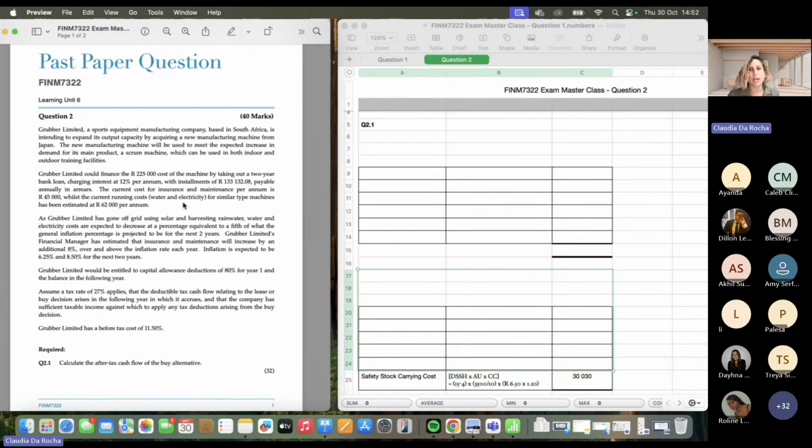Okay, we can also get a buy decision where you don't finance, so it's just straight cash flow. So you need to read the question, right? In this question, they're telling you that they can get a bank loan. Therefore, we must factor that in.